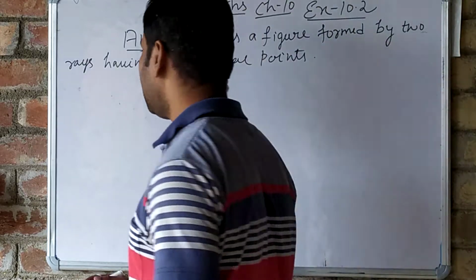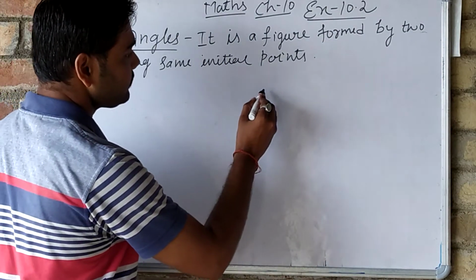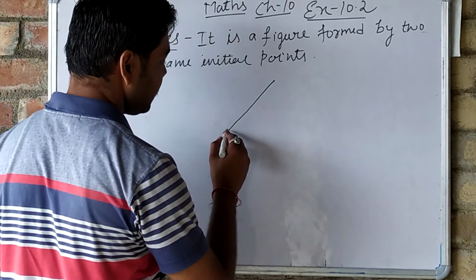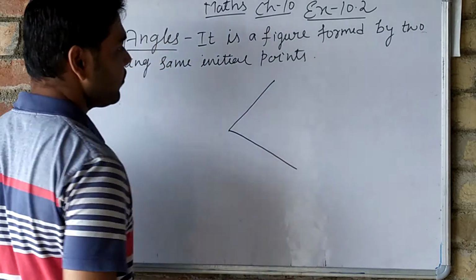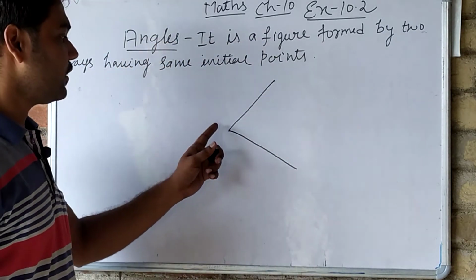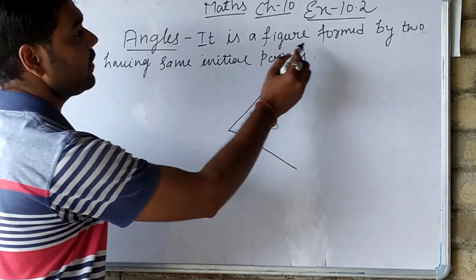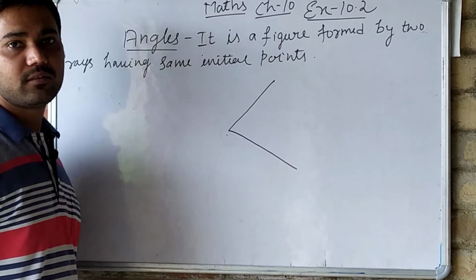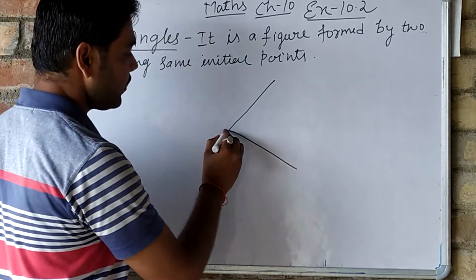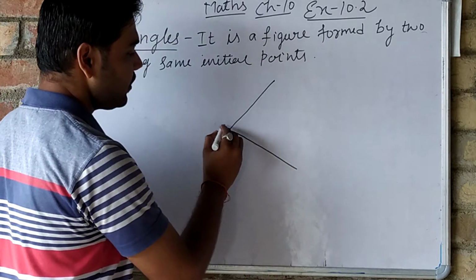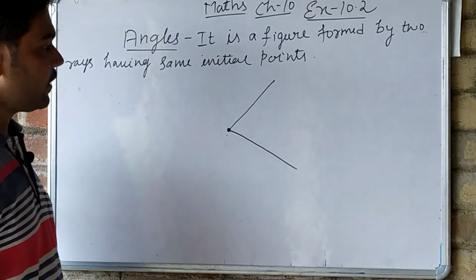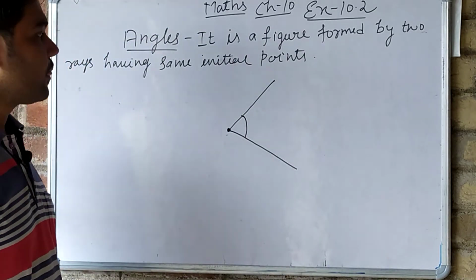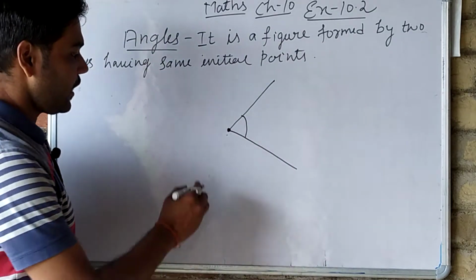Okay, for example, see this diagram. Two rays, one ray is this and the other ray is this. So it is a figure formed by two rays, the first ray and this second ray, having the same initial point. This same initial point is known as an angle. This is the angle.